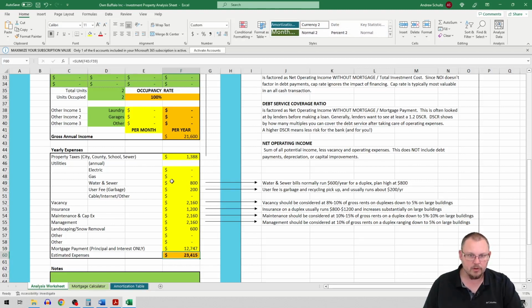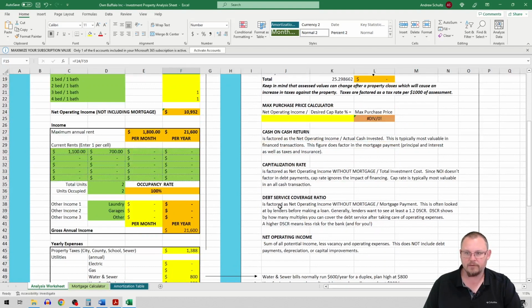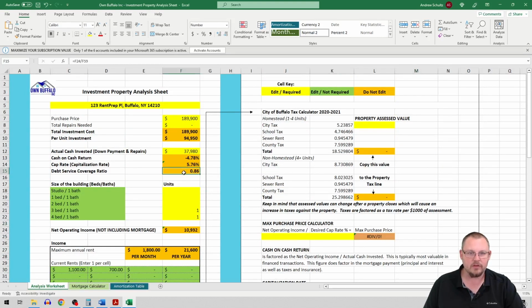So now we've got all our numbers in here. We can start looking at the actual numbers up at the top here, our equations to see where we factor in on this property. Well, frankly, this property is kind of a dud as it sits right now. Our debt service coverage ratio is 0.86. If you scroll down here, we do have some information about what each one of these formulas is calculating and what the value of that calculation is. For DSCR, you can see that banks like to see at least a 1.2 DSCR. So if you're operating at a 0.86, that means that the property is literally not supporting itself. A 1.0 means that the property is supporting itself and all of its expenses.